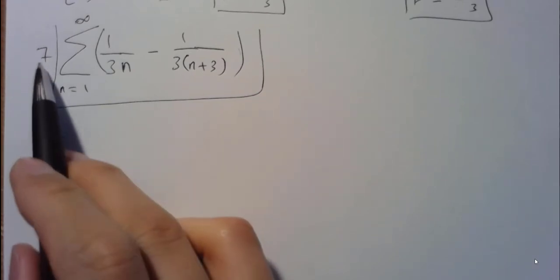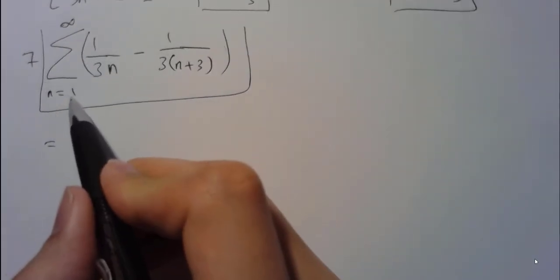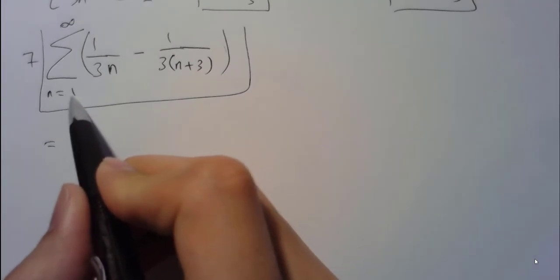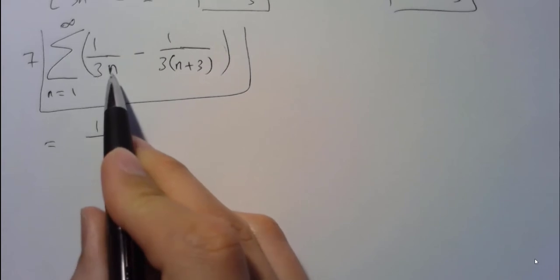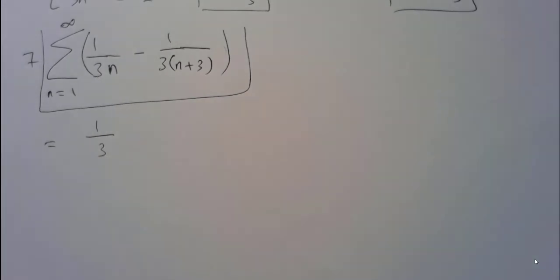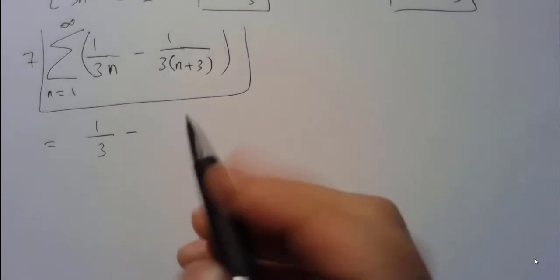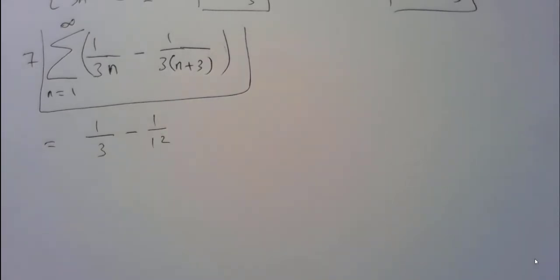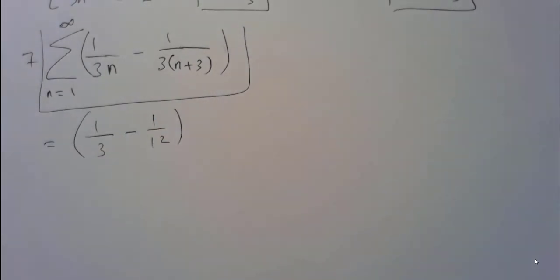Okay, so keep in mind that we have a 7 in the front. We multiply that at the end. So when the index n equals 1, I plug in 1 for n. So I get 1 over 3 times 1, which is 3, minus 1 over 1 plus 3, which is 4. 4 times 3, that is 12. So this is the first term when n equals 1.